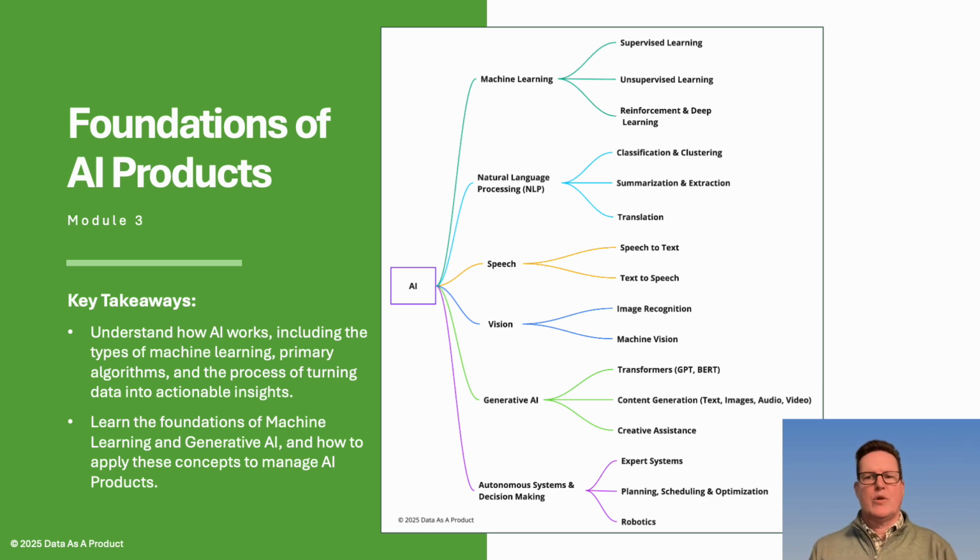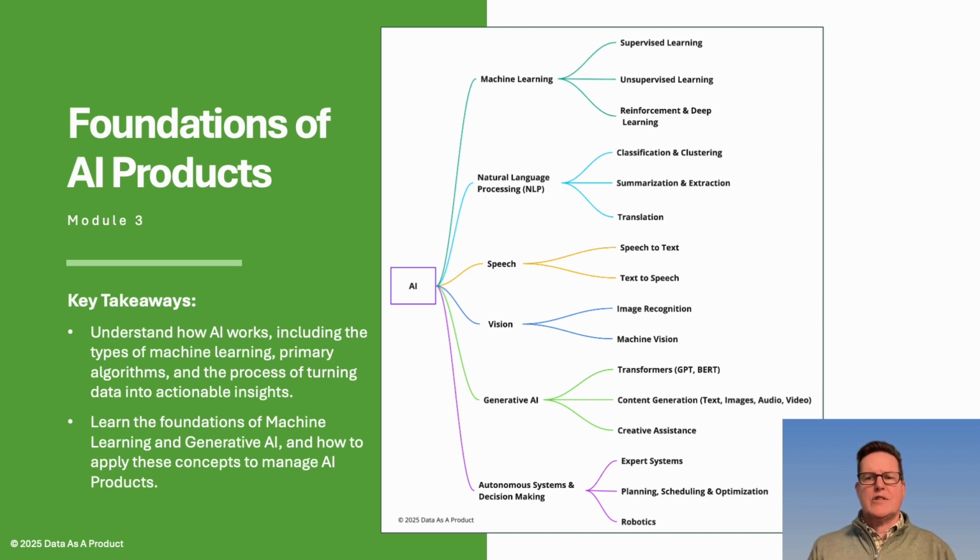Congratulations on completing Module 3, the capabilities and foundations of AI products. Let's take a moment to recap the key concepts that we explored. First, we introduced the main branches of AI, with a deep dive into machine learning and generative AI. For machine learning, we covered supervised, unsupervised, and reinforcement learning, including their algorithms and applications. For generative AI, we learned about the potential of generative AI, the unique capabilities of the transformer architecture, and the tools and techniques that make it possible.